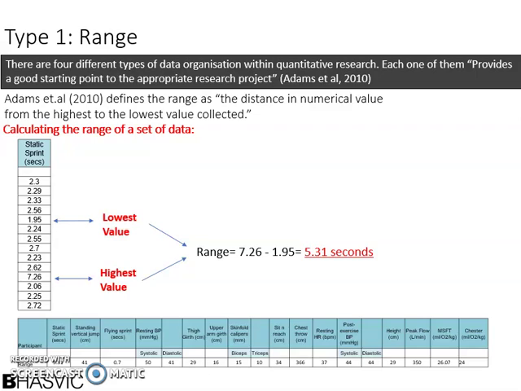The range of a set of data is defined as the distance in the numerical value from the highest to the lowest value collected. In sport and exercise science research, it is hard to understand why the range of a set of data is calculated. However, my understanding is that it gives a researcher an indication as to how extended the results are.